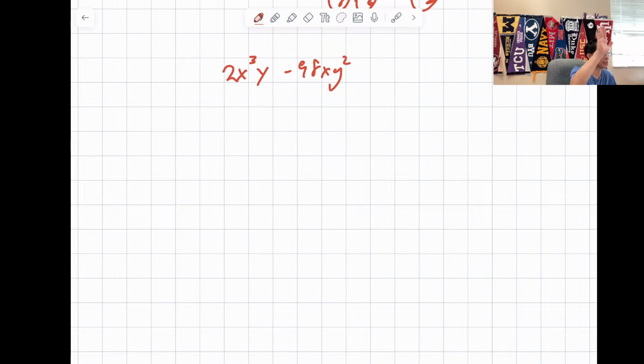How many of you have factored it already? Two, good. Oh, I'm sorry, this is y to the third. Yeah, y to the third. My fault. It's 98xy to the third. I wrote it wrong on my paper.